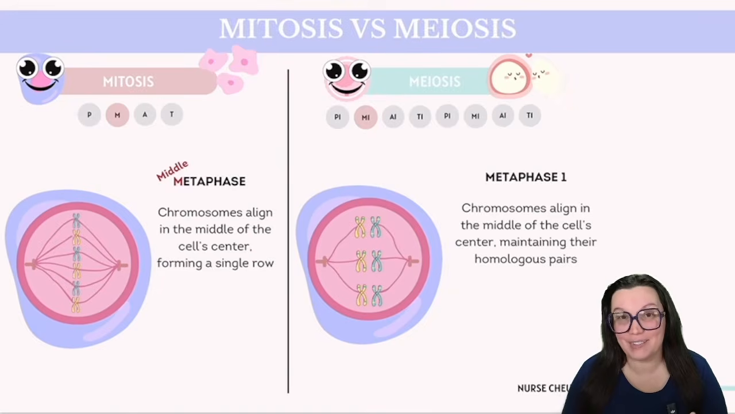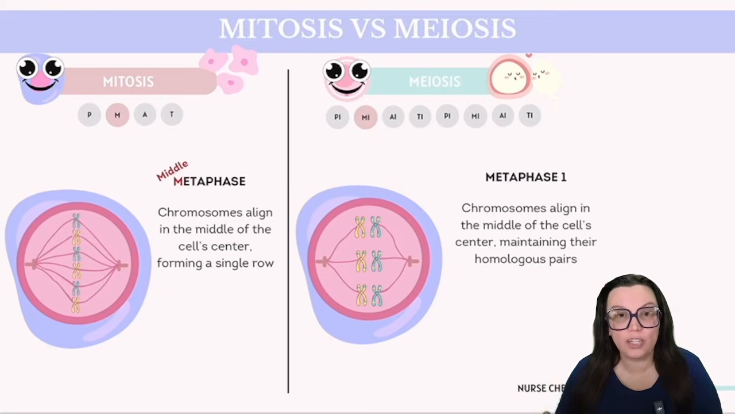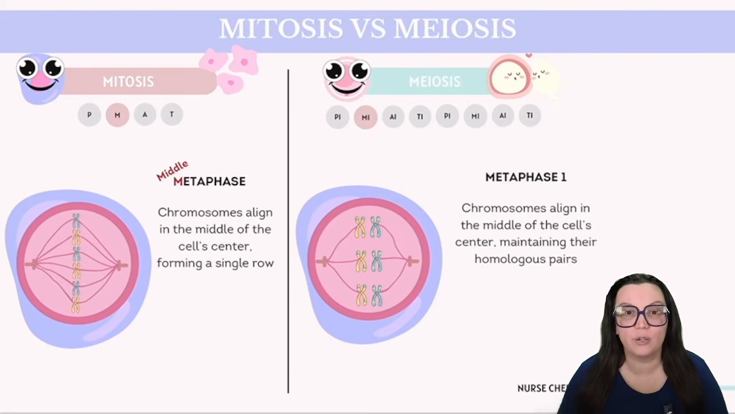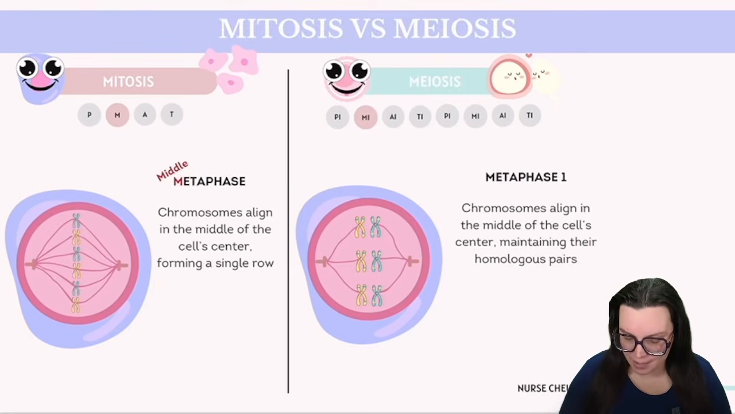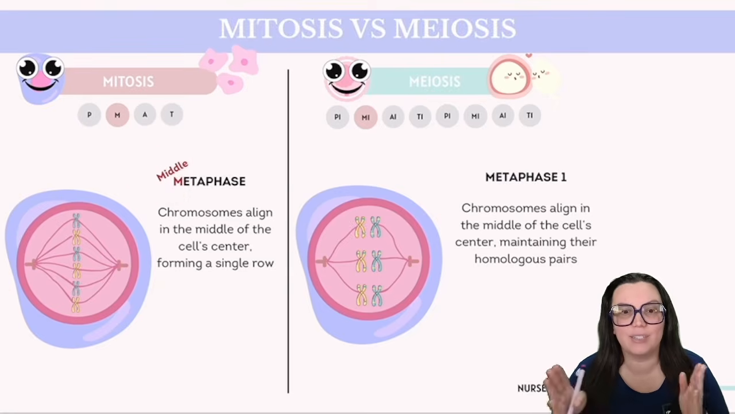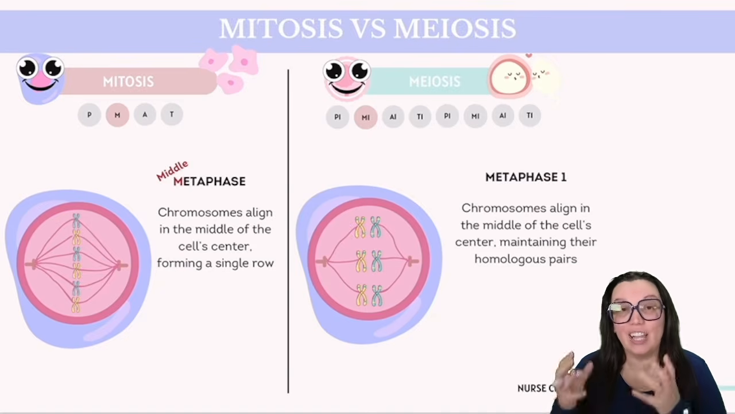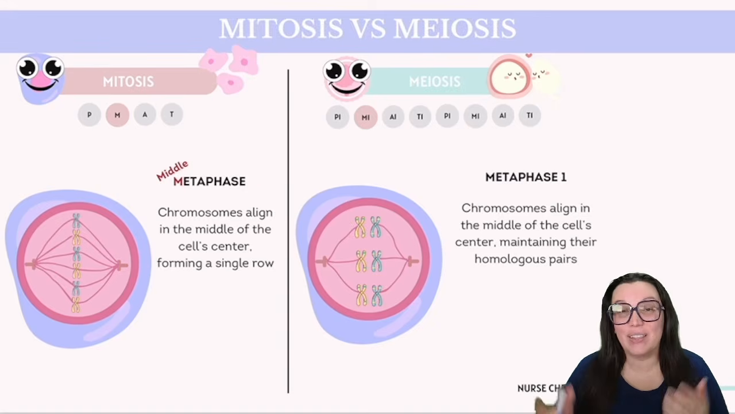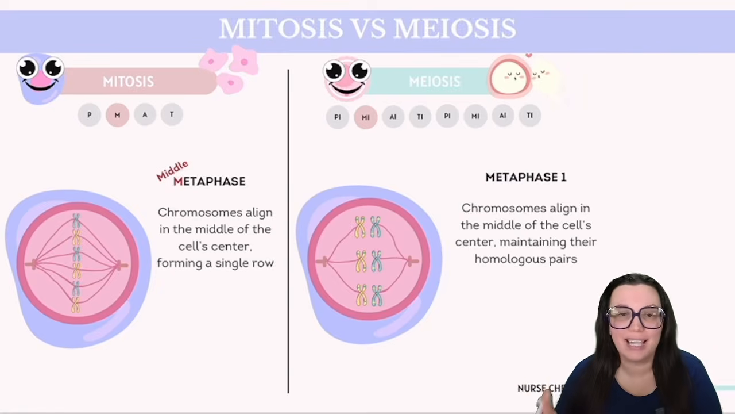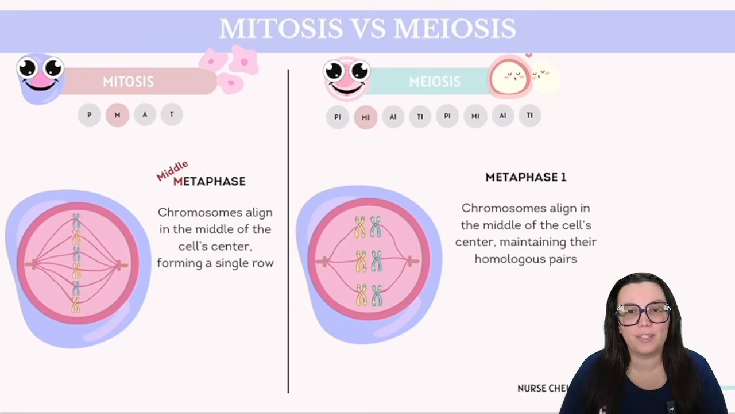Next up, we have metaphase. In mitosis, the nuclear envelope that previously enclosed the nucleus has already been dismantled by the time this phase begins. A mnemonic for metaphase is to remember that M stands for middle, as during this phase, the chromosomes are going to align in the cell center, forming a single row. In contrast, in metaphase I of meiosis, while chromosomes are gathering in the cell's central area, they're going to remain paired with their homologous counterparts.